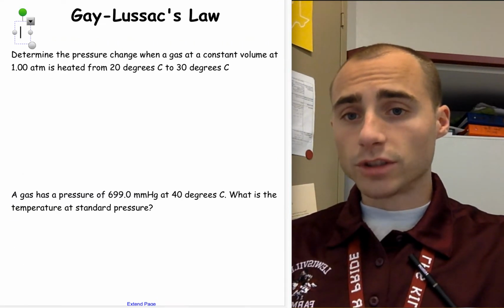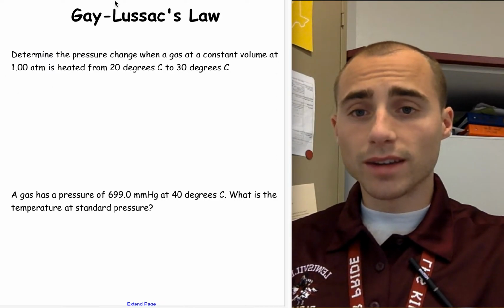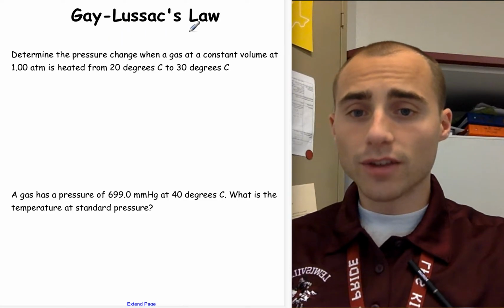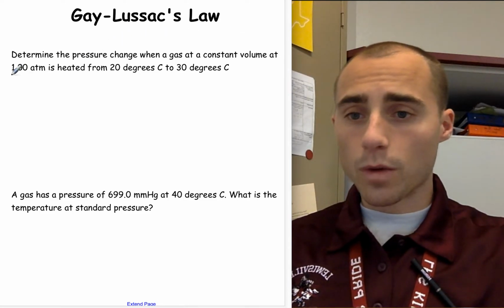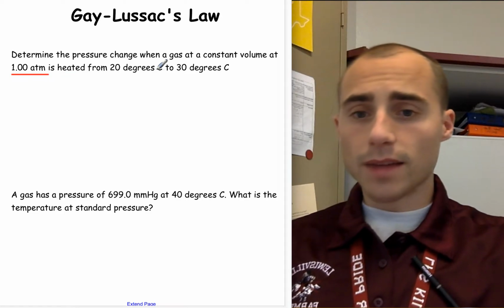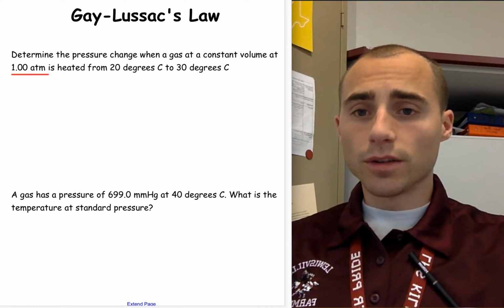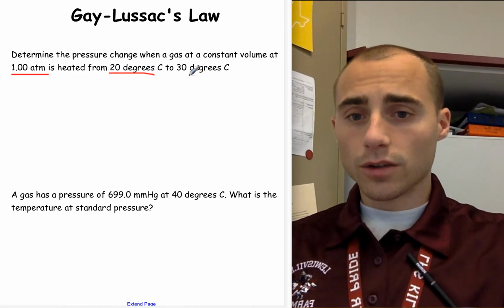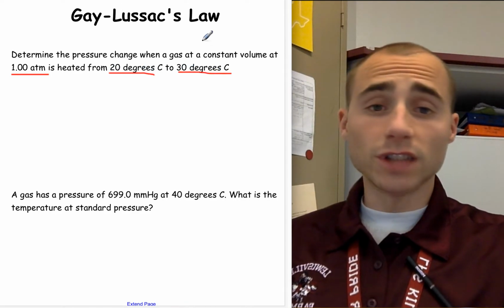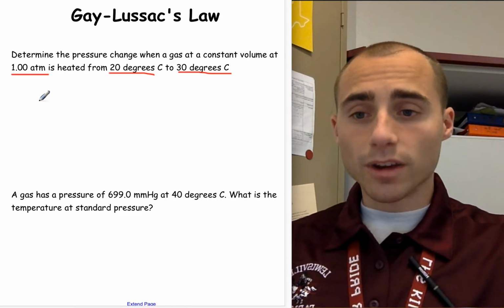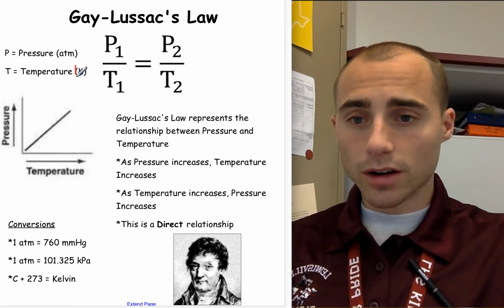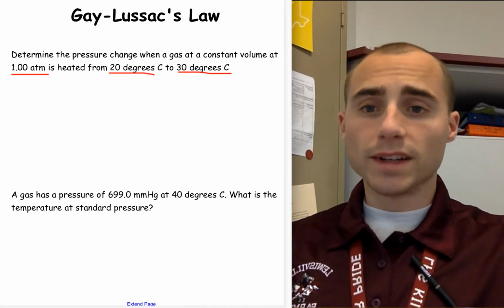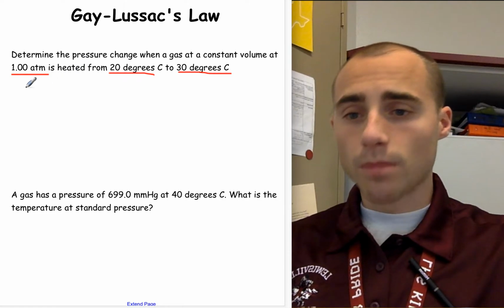So just as with our other gas laws, you want to make sure you identify the different items that we are looking at. So first, determine the pressure change when a gas at a constant volume at 1 atm is heated from 20 degrees C to 30 degrees C. Now the first thing that we need to recognize is that we are in Celsius, and remember we want to measure here in Kelvin, so we're going to have to convert into Kelvin. So let's do that first.